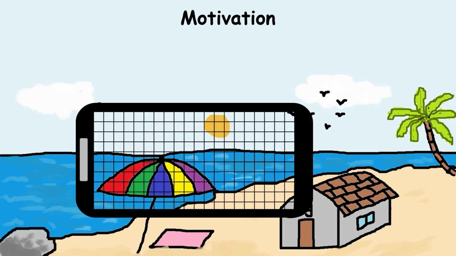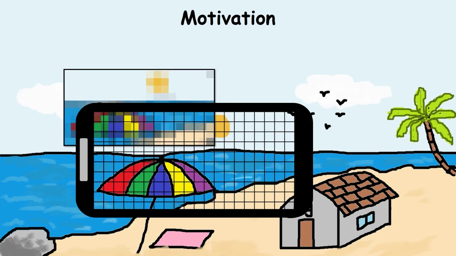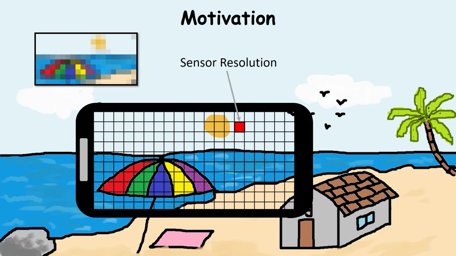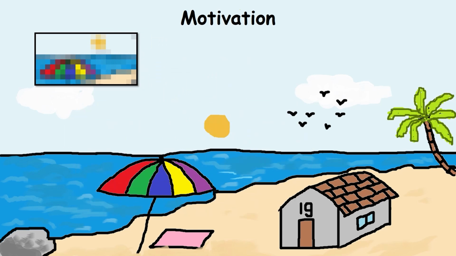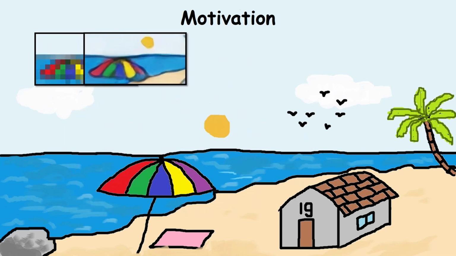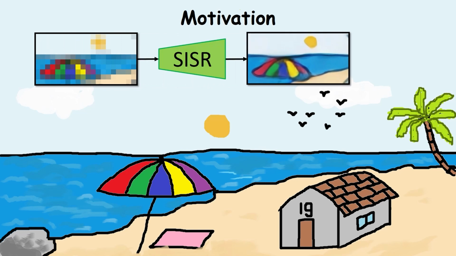When we take an image, we obtain a sampled version of the scene, the resolution of which is limited by the imaging sensor. Single image super resolution approaches aim to improve the image resolution using learned image priors. While they can generate natural looking images, they fail to recover high frequency details from the scene due to lack of information.